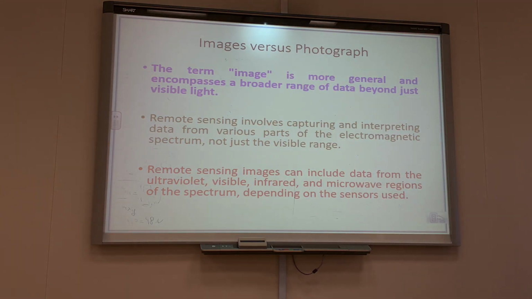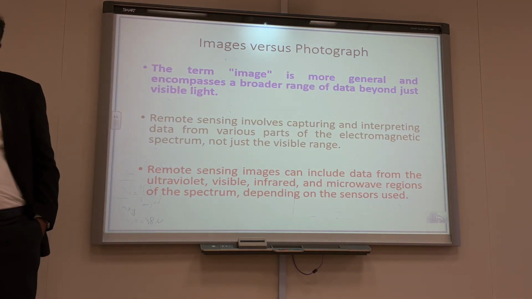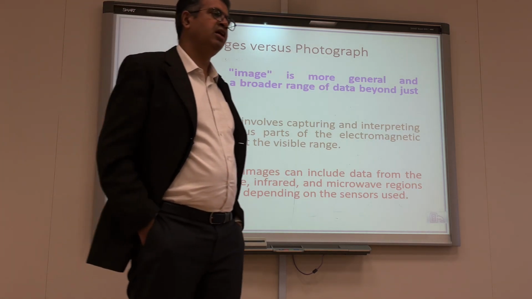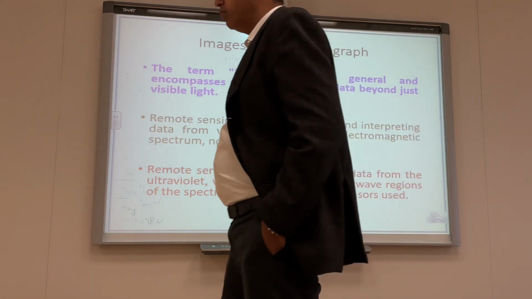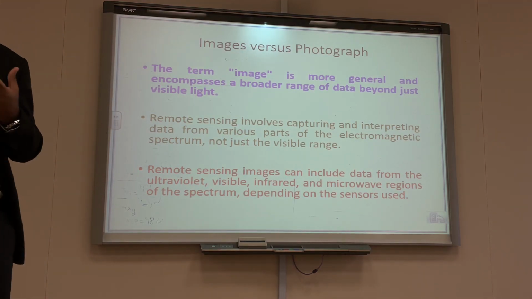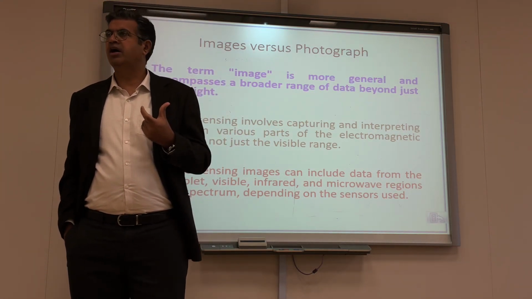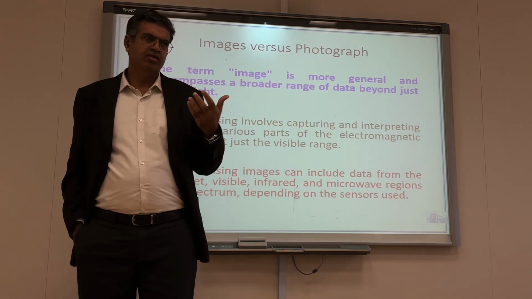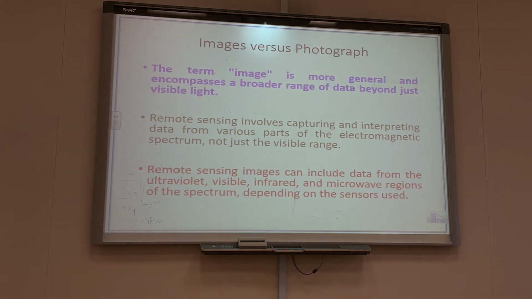Okay, in the last class, we stopped at this slide where we were talking about the difference between image and photograph. In remote sensing, we frequently use the term image rather than photograph. Now, why don't we use the term photograph? Because photograph generally refers only to the visible part of the electromagnetic radiation. If you look at the wavelength of the visible radiation, for the violet it is 0.4 micrometer, for the red it is 0.7 micrometer. So, that is the visible ray.